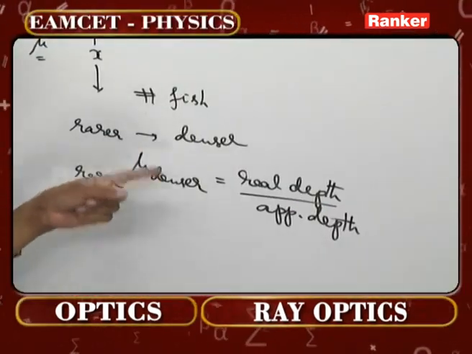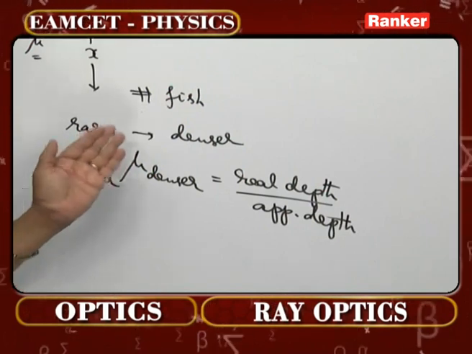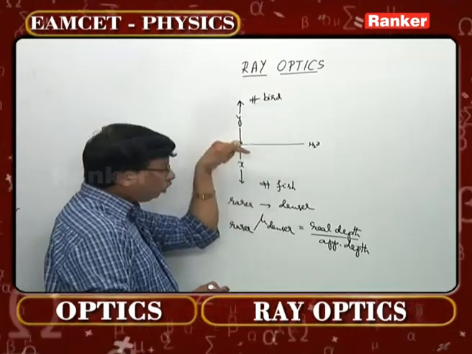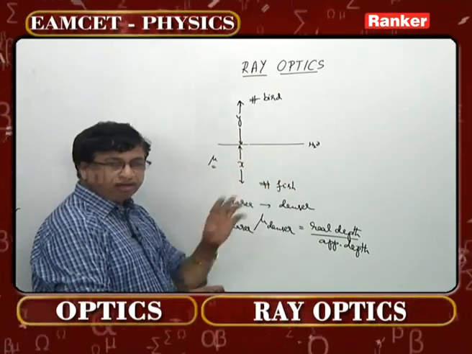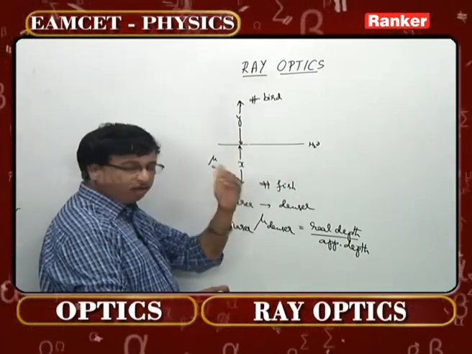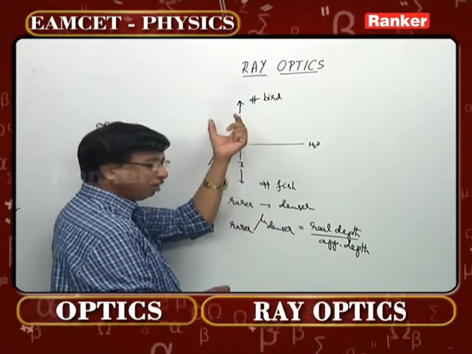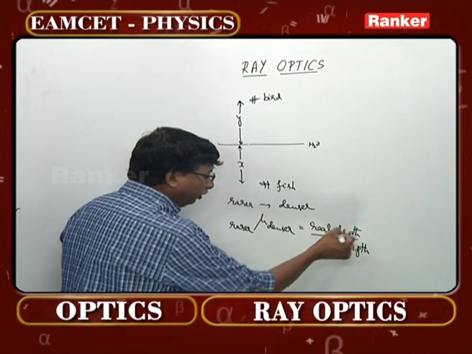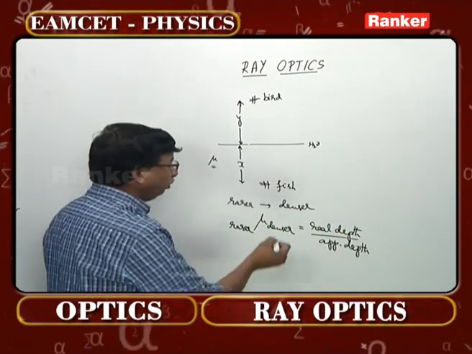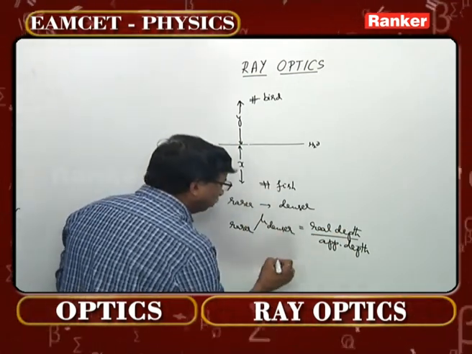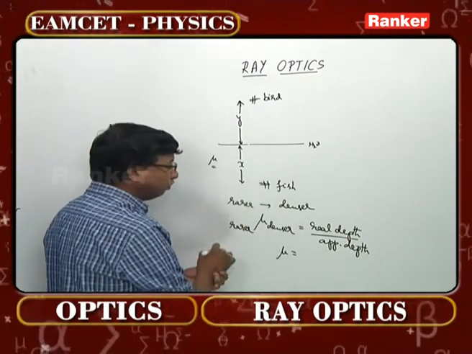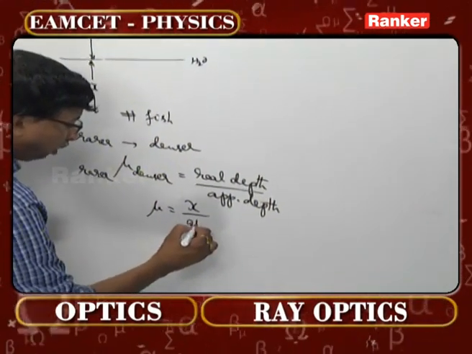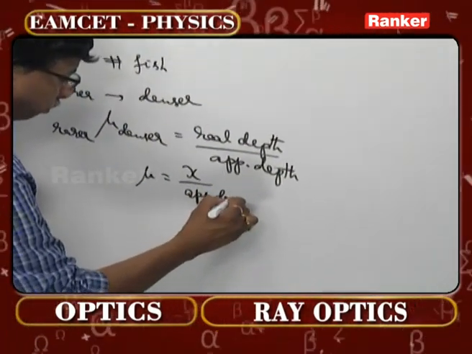I repeat, when we are in the rarer medium, looking into the denser medium, here of course the bird is in air, looking into water, which is the denser medium. Air is the rarer medium. So when it is looking from rarer into denser, mu of denser medium is equal to real depth by apparent depth. Now you can all understand what mu of the denser medium is. It is mu. What is the real depth of the fish, please? x. What will be the apparent depth? I just want to know.